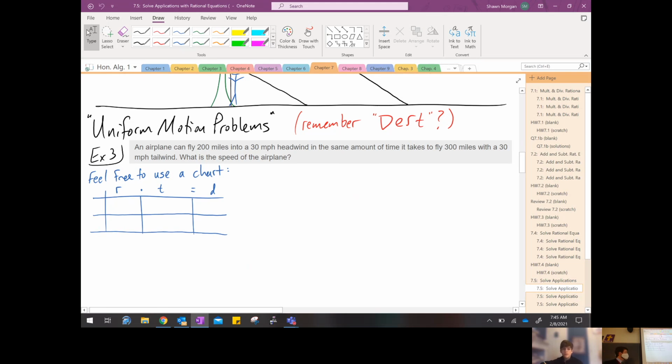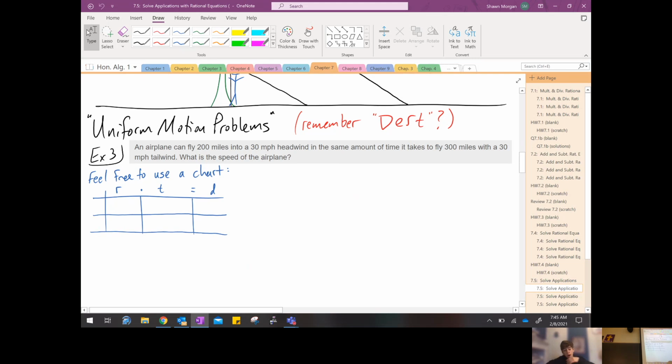Example 3 is another dirt problem. We had one in the warm-up, so this should not be anything super challenging. Okay? But it says an airplane's going 200 miles into a 30-mile-an-hour headwind. Okay, let's stop right there and unpack that. George, is a headwind going to speed me up or slow me down?